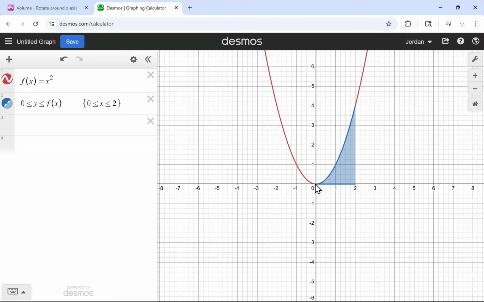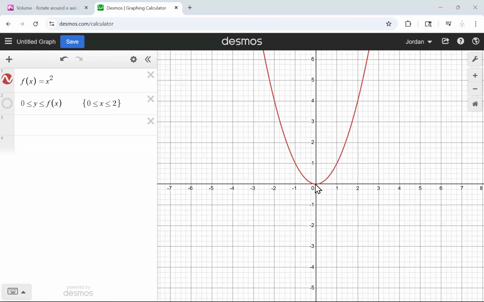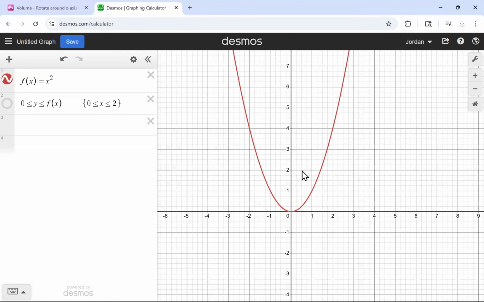Let me show you what I've done here. So first off, I start out with the standard Cartesian coordinate plane. And I'm going to have the graph of f of x equals x squared. Let's say we want to find the area of the region bounded by this, along with the x-axis from 0 to 2. So we want to find the area of this region.